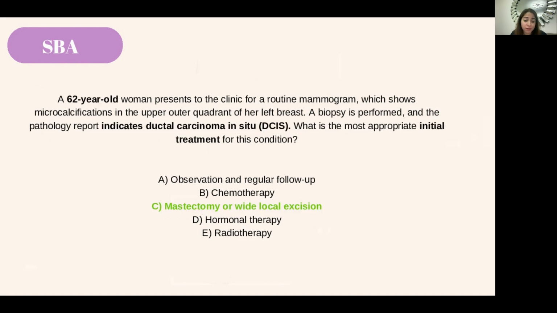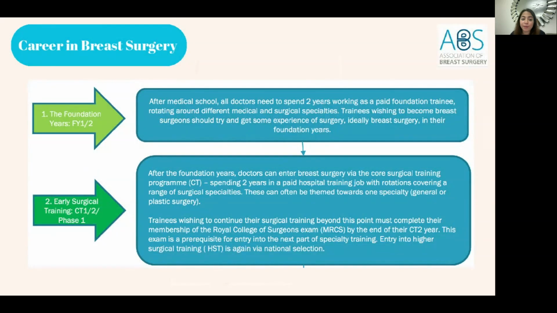And then finally, for anyone who's interested in breast surgery, a quick summary is you complete F1 and F2 just like you would for any other speciality, and then once you've done that, you can apply for core surgical training. Then there are two routes you can go through: you can do general surgery and then specialize in breast surgery, or you can go into plastic surgery training after core surgical training and then specialize in breast surgery after that as well. So those are the routes to go into.